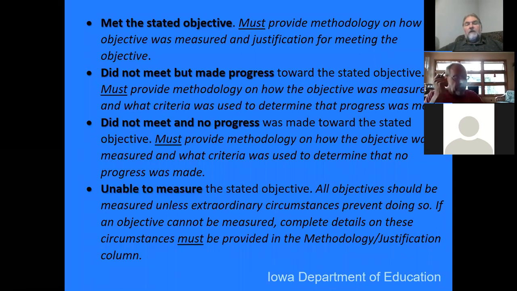These are the things that you need to report on as an evaluator on a local objective. Was the objective met? Was it not met, but progress was made? Did they not meet it and no progress was made? And unable to measure. I hate seeing that last one, unable to measure. If you can't measure it, why is it even in there in the first place? That just makes the program look bad. So keep that in mind.